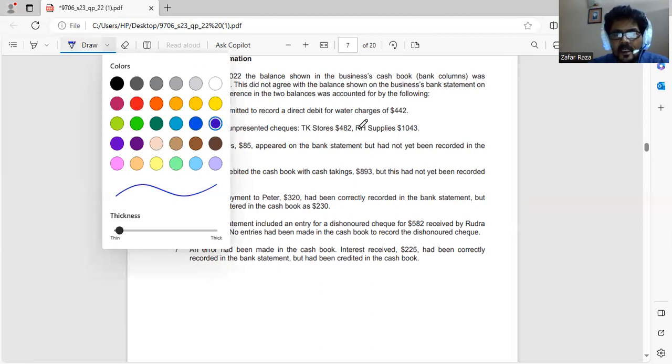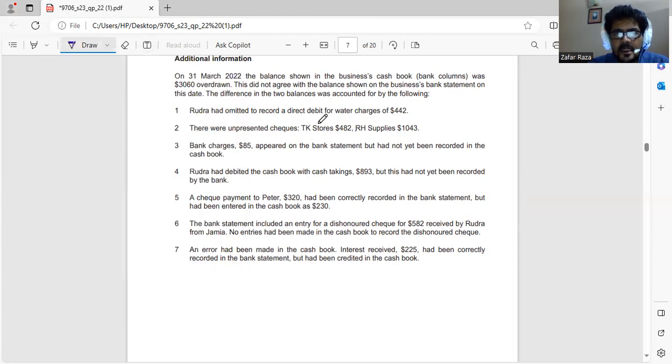Now see what we have to add. Rudra had omitted a record of direct debit for water charges of 442. Yes, this will appear in your revised cash book. Unpresented check: no, this is an item of bank reconciliation. Bank charges: yes, we have to record it. Rudra had debited the cash book with cash takings of 890 but it had not been recorded by the bank, uncredited deposits. That is not going to be reported in the revised cash book.